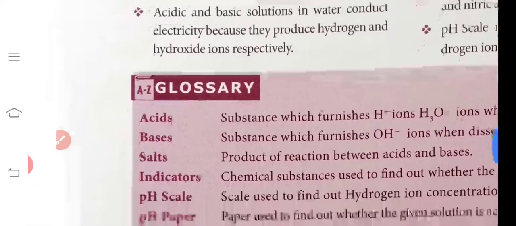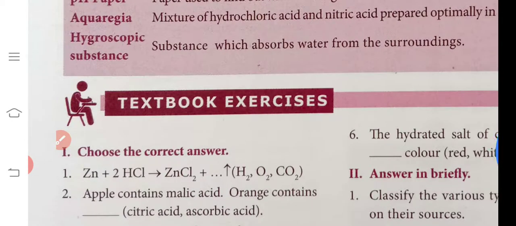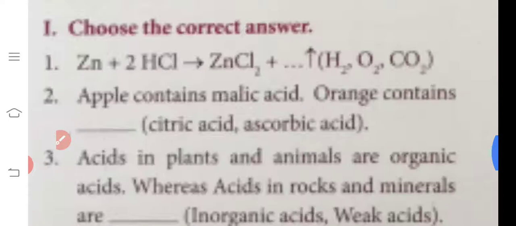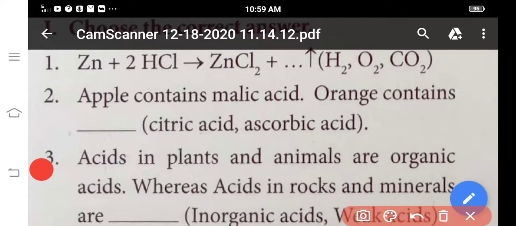Okay, you read the glossary. And the next one, textbook exercises. First one, you see the exercise, choose the correct answer. Okay, first one, Zn means zinc and HCl gives ZnCl2. The metals react with acid to give hydrogen. So you write here H2. The answer is H2. Okay.